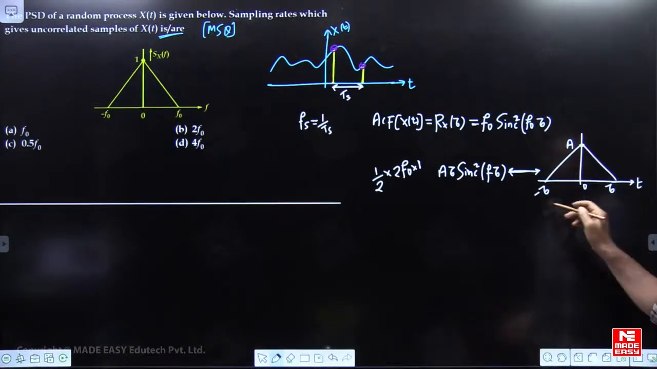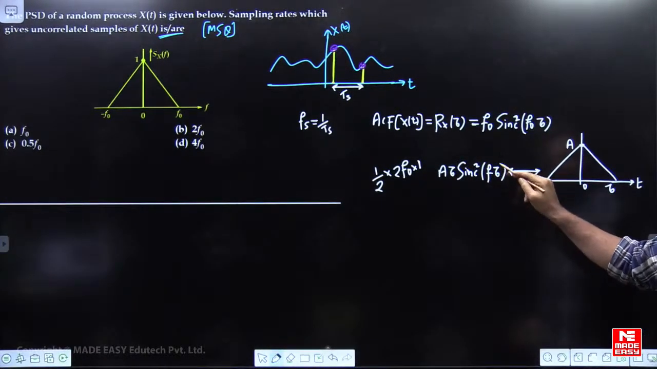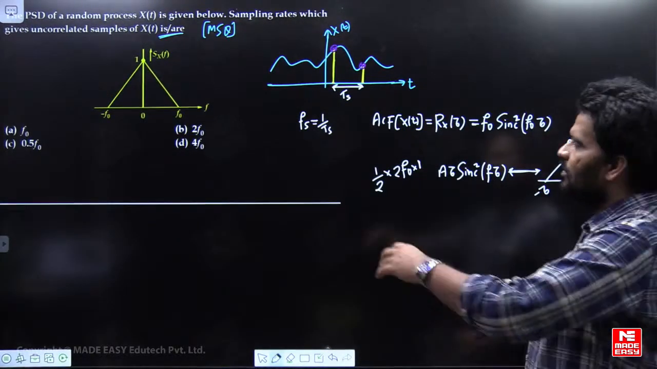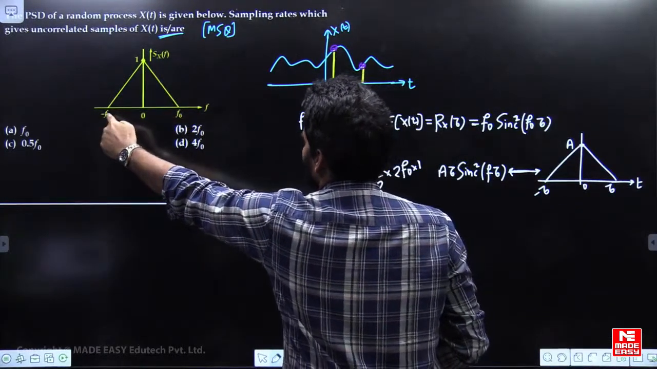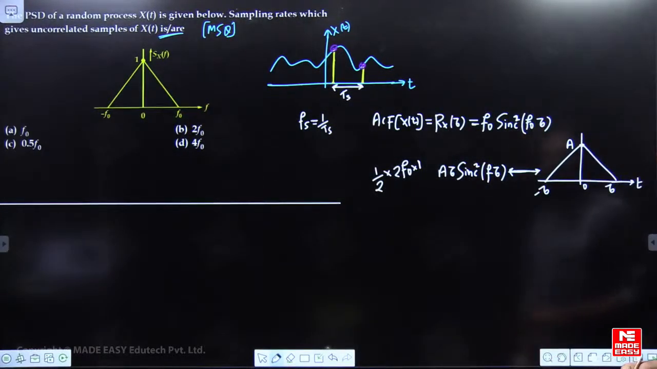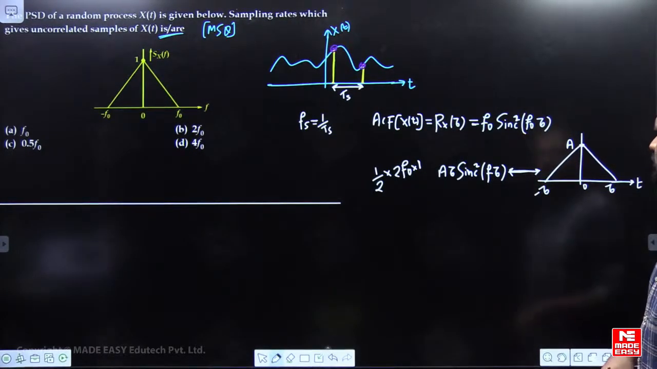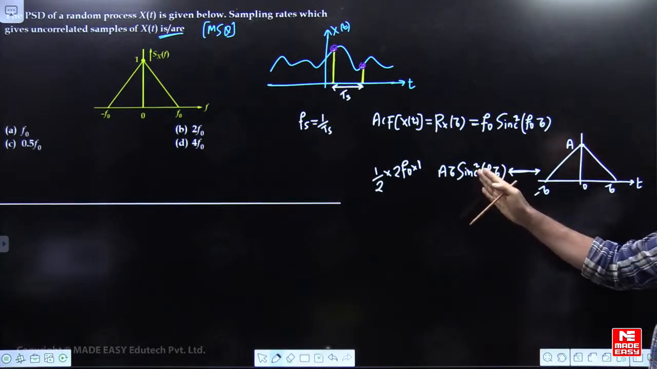What is the area under this? Area under this is A tau, and this is f tau now. So from minus tau to tau you will get the area under this, that is f naught sinc square, and if you see minus tau to tau, tau is f naught here. Here I wrote the inverse Fourier transformation of the sinc square function.